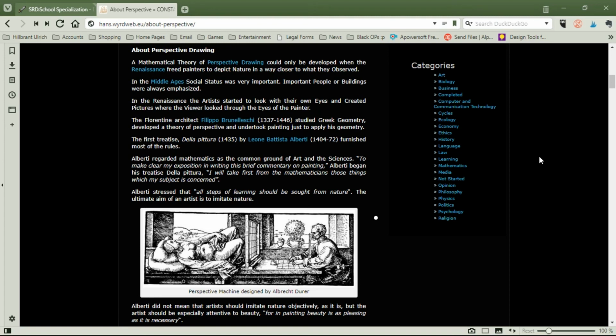In the Renaissance, the artists started to look with their own eyes and created pictures where the viewer looked through the eyes of the painter. So this is your second vanishing point, which is behind the eyes of the painter. The Florentine architect, I didn't look these up to see how to pronounce them, and I should have done that.